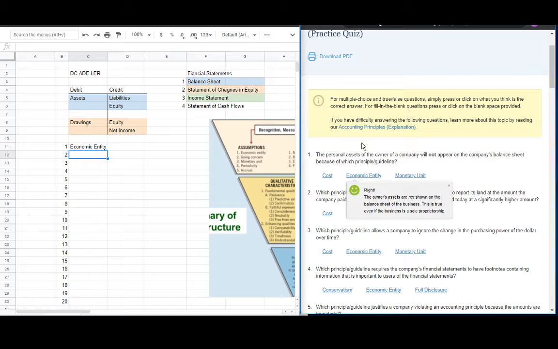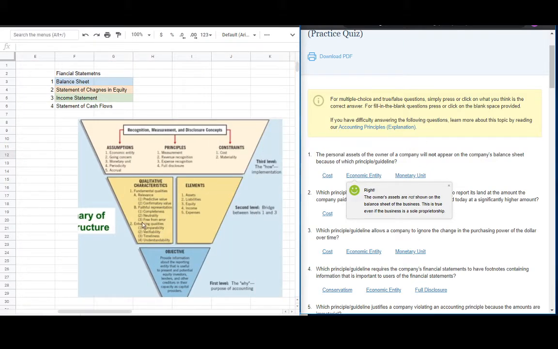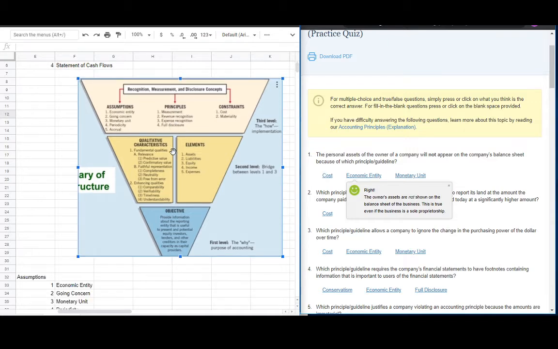So what is the conceptual framework first? And this is retrieved from Keiso book, Intermediate Accounting. So it is divided in 3 parts. The first level, second level, and third level. The why, the bridge, and the how. Yan, meron tayong objective, yung qualitative characteristics, elements, assumptions, principles, at constraints.